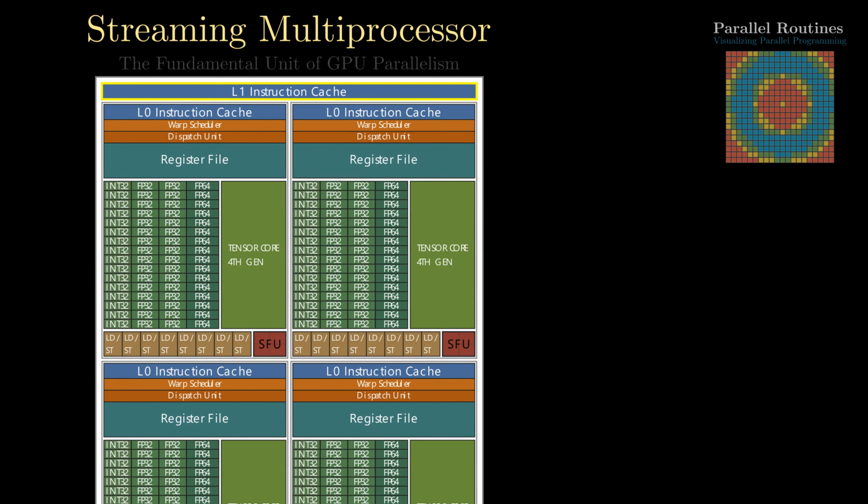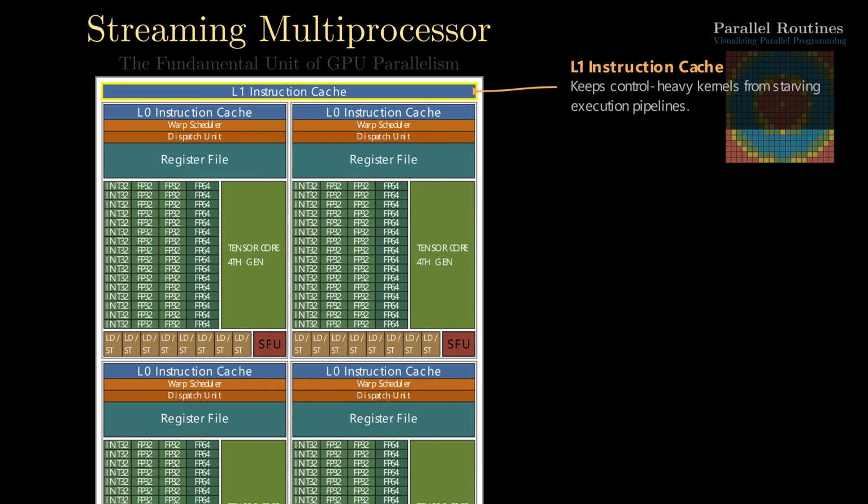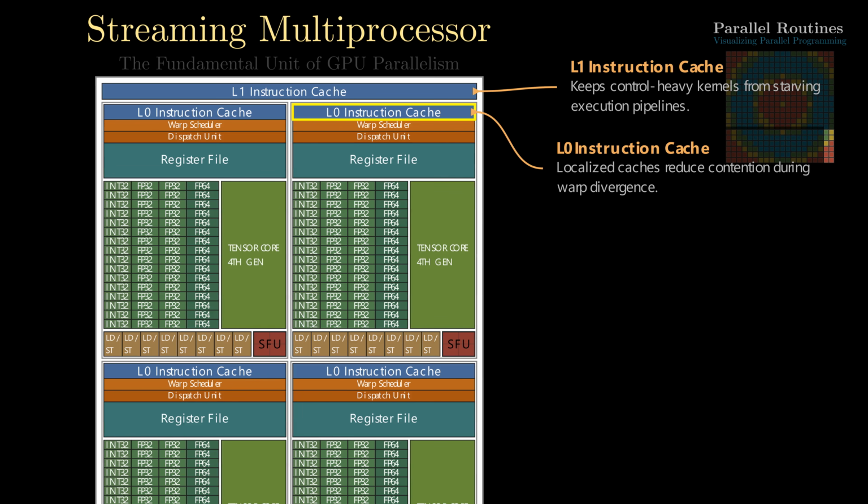This L1 instruction cache stores upcoming instructions so threads don't have to wait. It keeps the SM running smoothly, even for kernels with many branches. These small local caches store instructions close to the threads. They reduce delays when different threads take different branches.